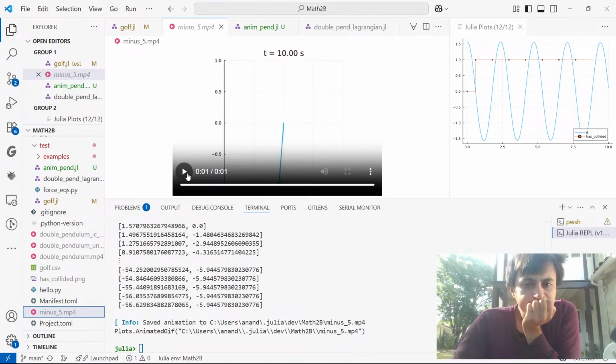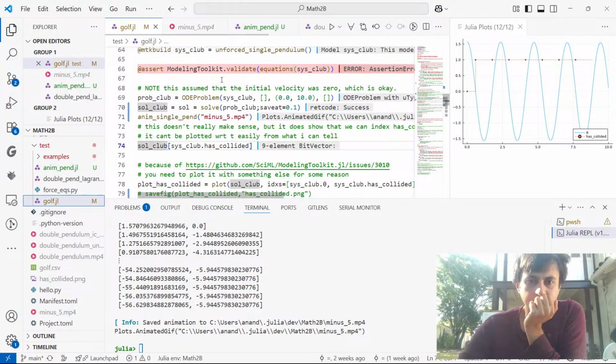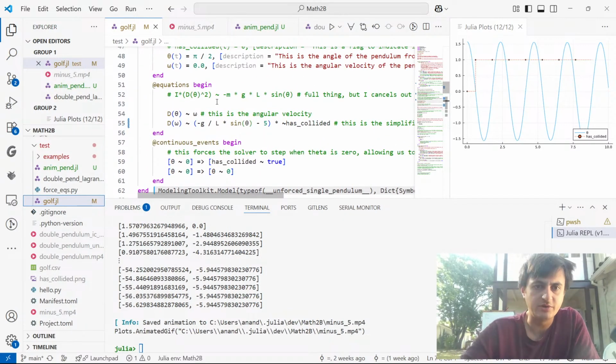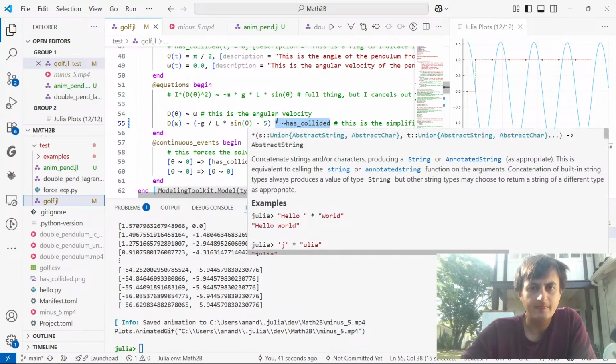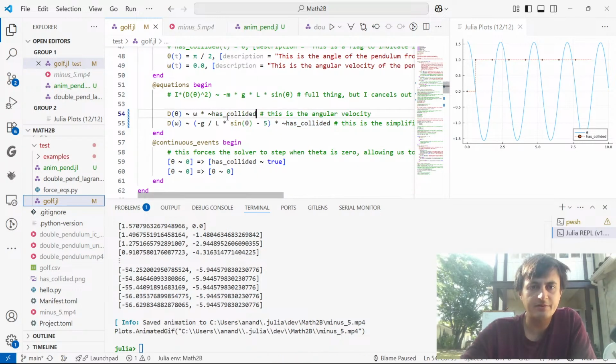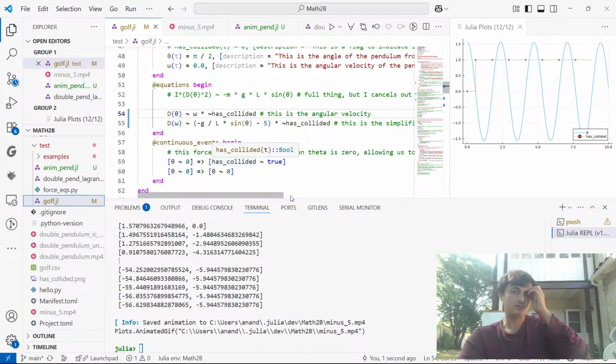What? Oh, because you know why? Because I've got to be more deliberate, bro. So we want to stop everything once the collision happens.